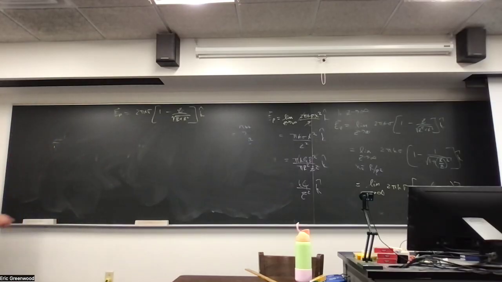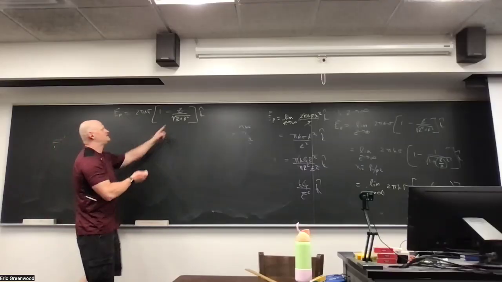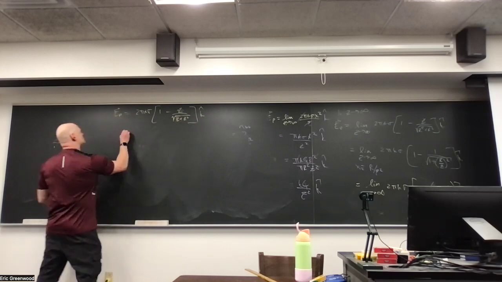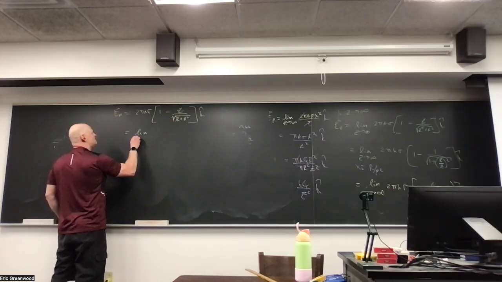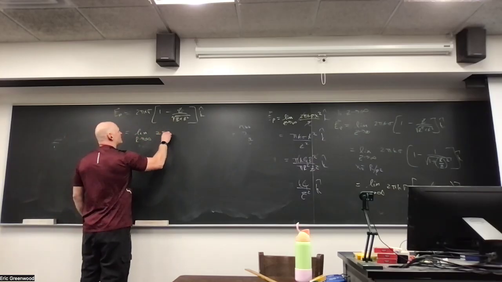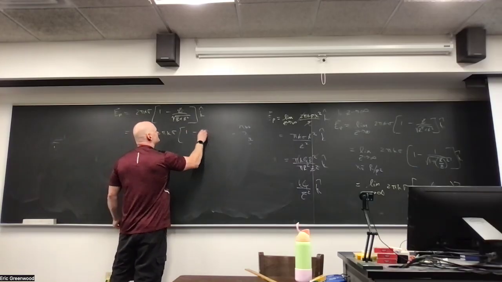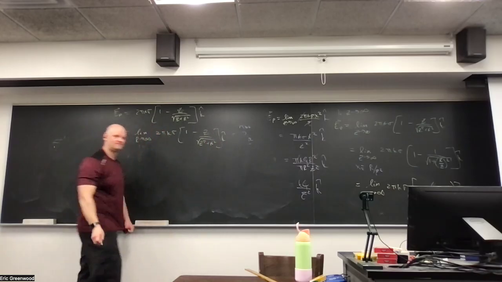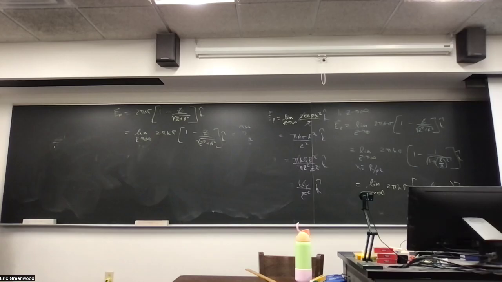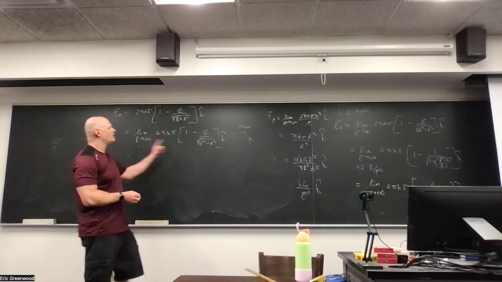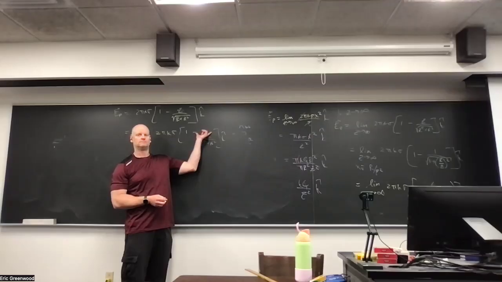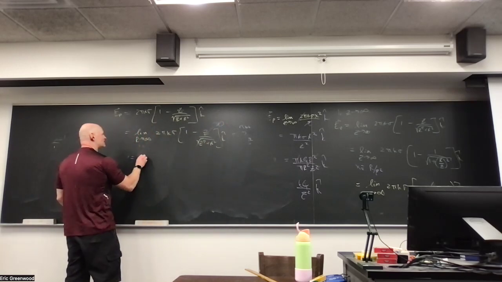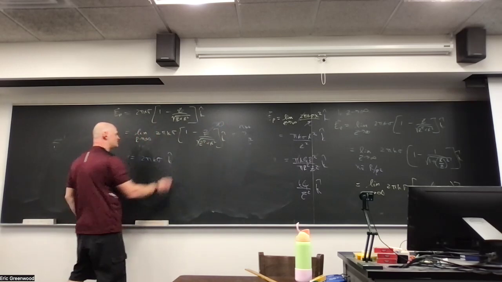Everybody's okay? So in this case, what we want to do now is check the limit that either z goes to 0 or r goes to infinity. They're the same thing. So let's take the limit that r goes to infinity. So I want the limit as r goes to infinity of 2 pi k sigma times 1 minus z over the square root of z squared plus r squared in the k hat direction. Now, when r goes to infinity, what happens to this term? Goes to 0, right? So in this limit, this term simply goes to 0. So I'm then going to get 2 pi k sigma in the k hat direction.